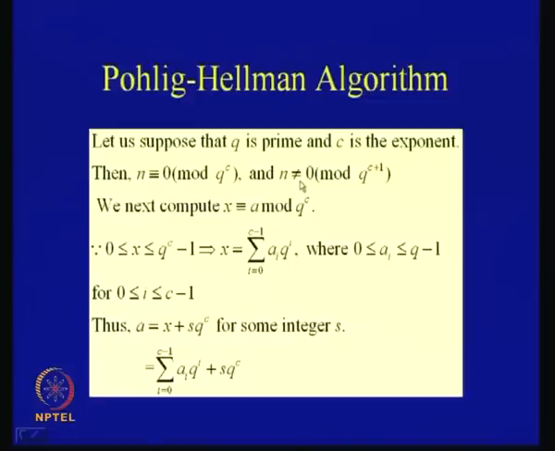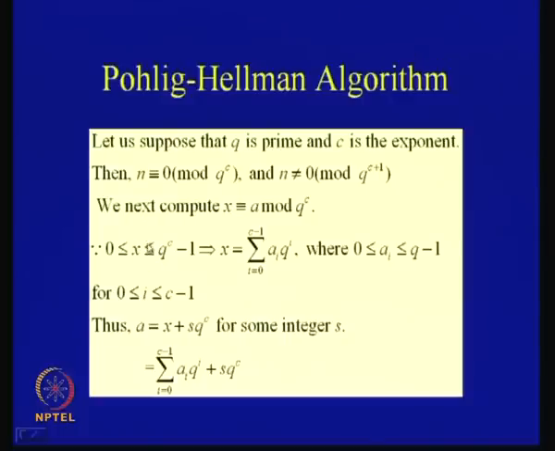So, remember that the primes are distinct. Next we compute x equal to a modulo q power c. So, we take a and we want to compute it modulo q power c. For that we note one thing, that this value of x must lie between 0 and q power c minus 1.